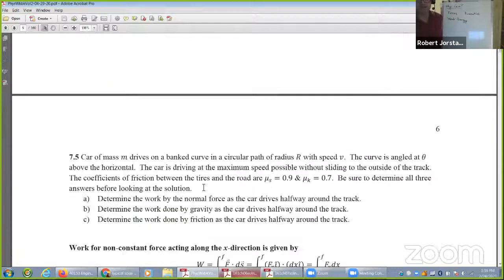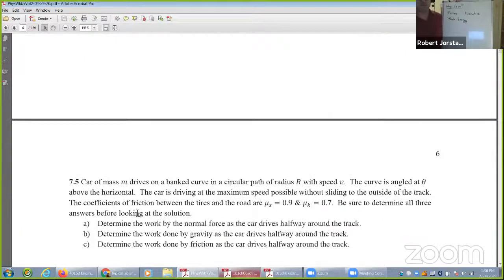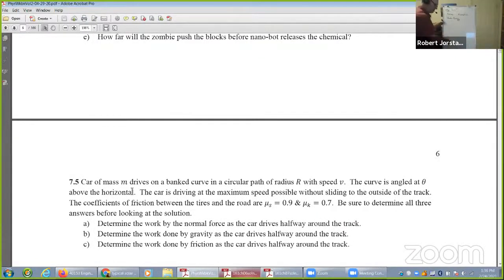All right. So let's go to this one. 7.5 on page 6. Take a second to read this one. A car drives on a banked curve. It's in a circular path of radius r, and it's driving with speed v. Okay. The curve is angled. Okay, so it's a standard banked curve problem. The car is driving at the maximum speed possible without sliding to the outside of the track. The coefficients of friction between the tire are, okay, great.